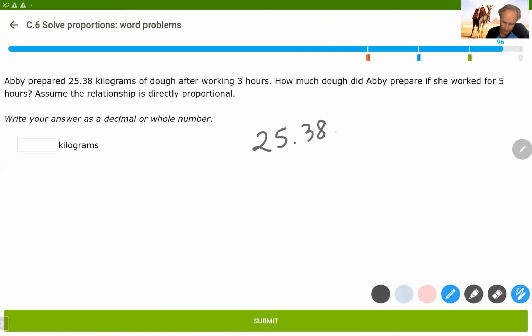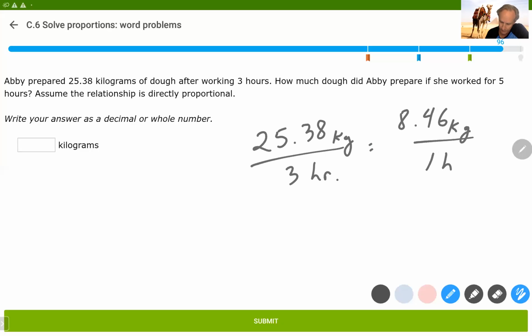25.38 kilograms per 3 hours. See if we can divide the 3 in there. 3 goes in there 8 times, 4 times, 6 times. That's 8.46 kilograms per 1 hour. And we want 5 hours. So we're going to have to multiply by 5 in the numerator and denominator.